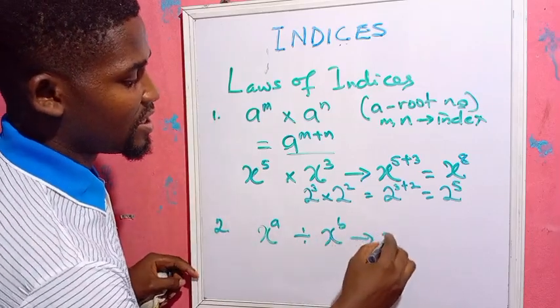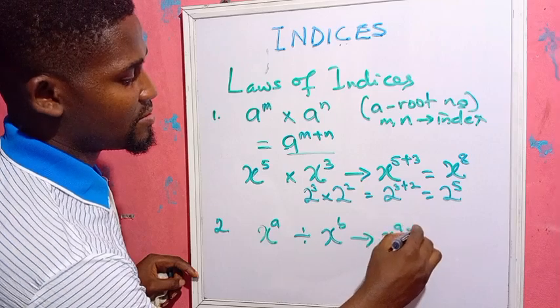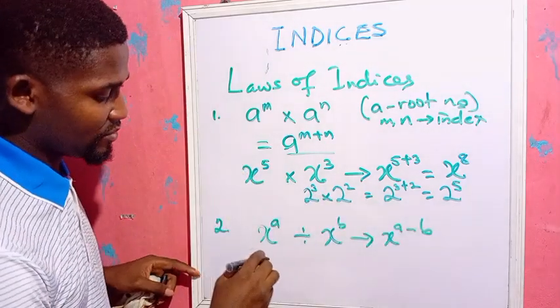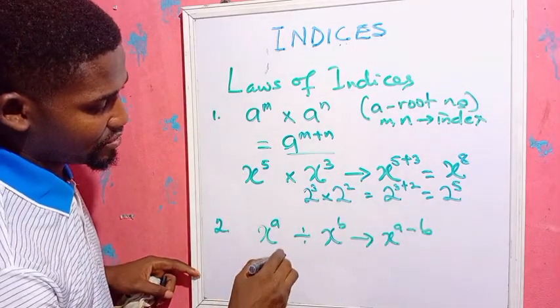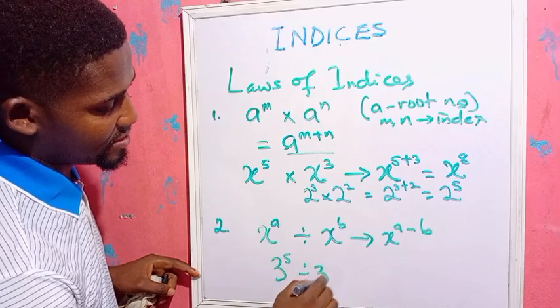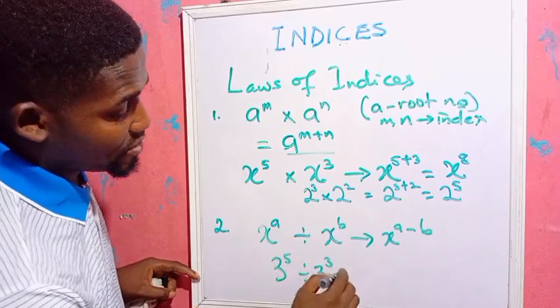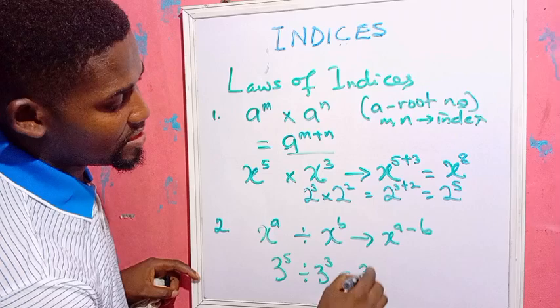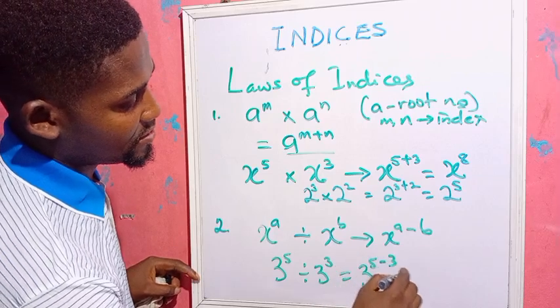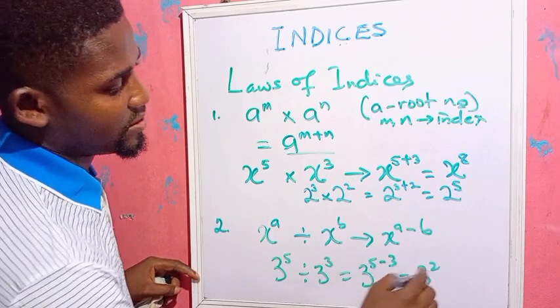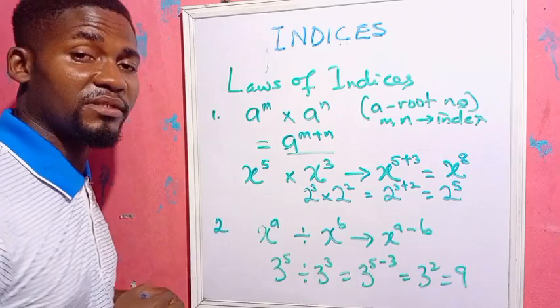This becomes x raised to the power what? a minus b. For instance, we have 3 raised to the power 5 divided by 3 raised to the power 3. What do we get? We get 3 raised to the power 5 minus 3, equal to 3 squared, which is what? 3 times 3, which is 9.